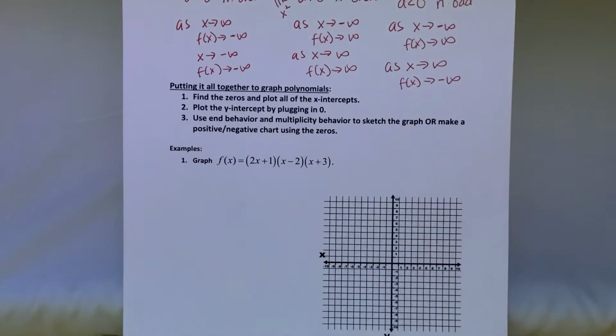So we'll do this in two different ways. We'll do one problem using what we know about the behavior, and we'll do a problem at least using the chart. So find the zeros and plot all of the x-intercepts. Plot the y-intercept by plugging in 0, and then use the end behavior and multiplicities, or make a positive-negative chart using the zeros as breaking points. So let's talk about what this looks like.